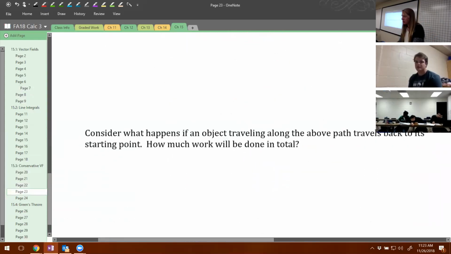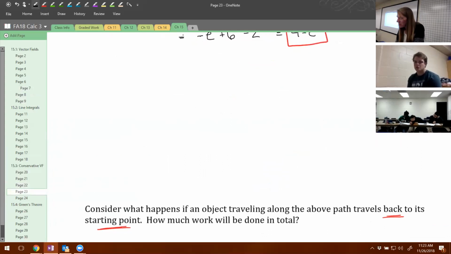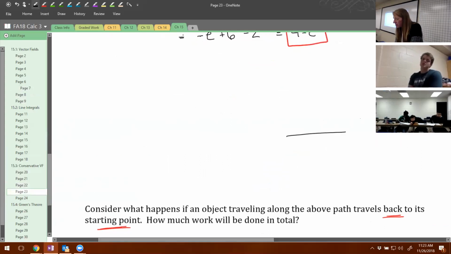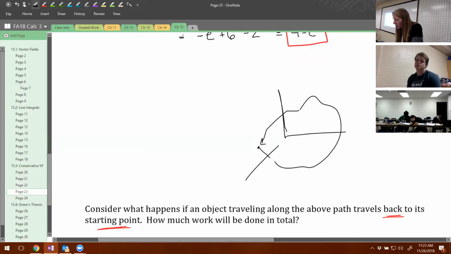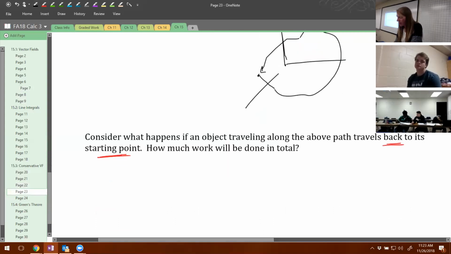So if the initial point and the end point are the same, it went back to where it started. Say you've got this vector field that you're traveling through. You start here, you go on some path, you end back over here again. You're just going to get 0, and that's going to be the last thing we should talk about. But we're out of time for today.